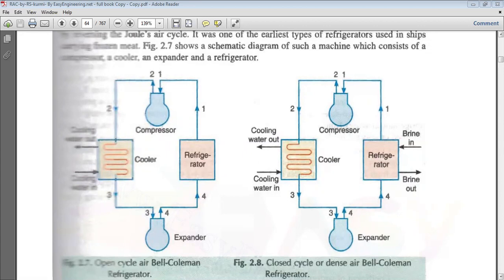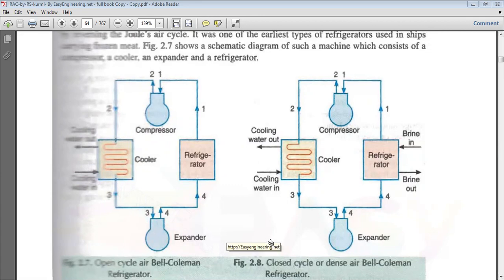But the disadvantage is that the air absorbs moisture from the products. Thereby, whenever the temperature falls below 0 degrees, the moisture content solidifies and forms into ice, which will block the pipes. That's a very important problem. Whenever we use an open cycle, we have to use a dryer in between the cooler and the expander.